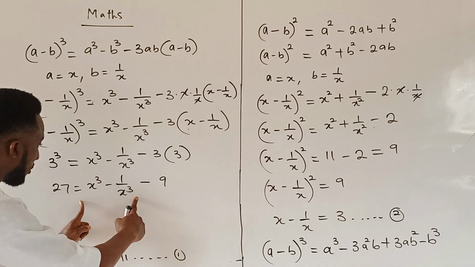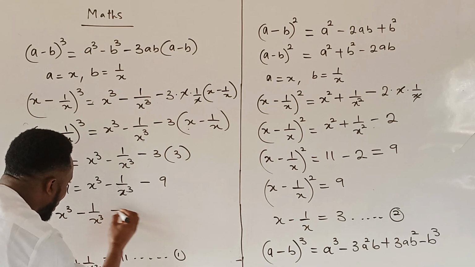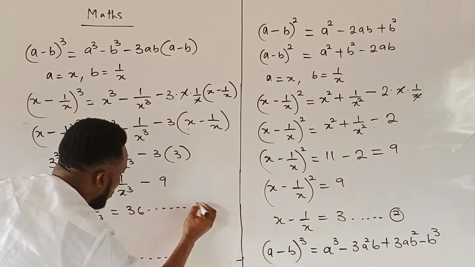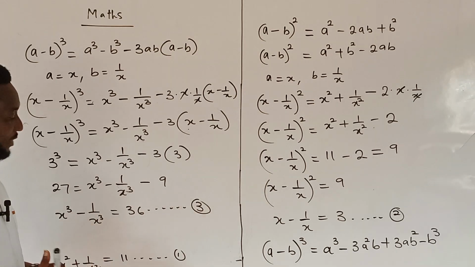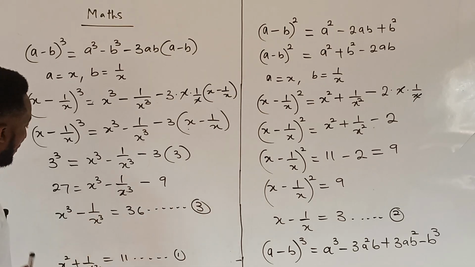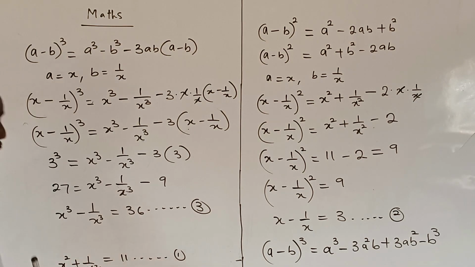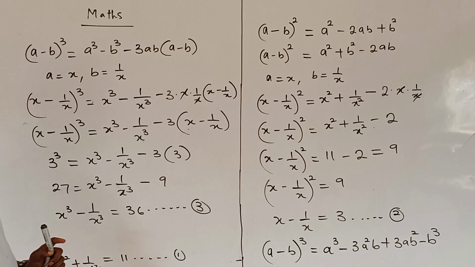So if I isolate these two terms, x cubed minus 1 upon x cubed, I will add 9 to both sides. That will be 36. I will call this one equation number 3. Now, as you can see, like I said from the beginning, we've achieved one of our primary objectives. I've been able to get x cubed minus 1 upon x cubed, which is 36. From equation 1, we have x squared plus 1 upon x squared equal to 11.